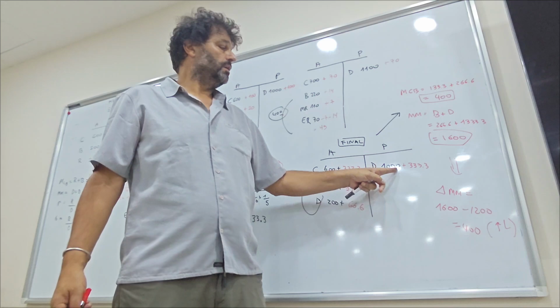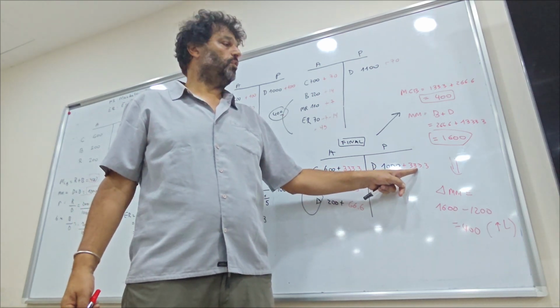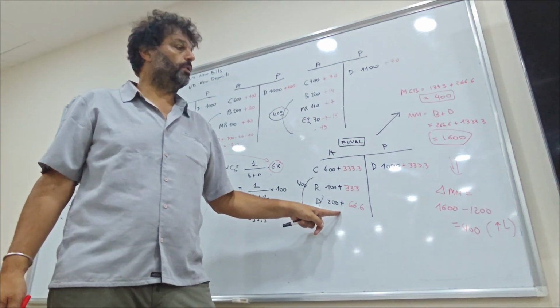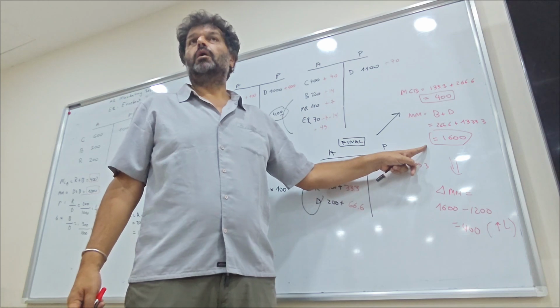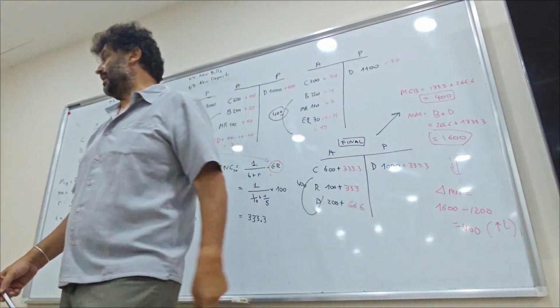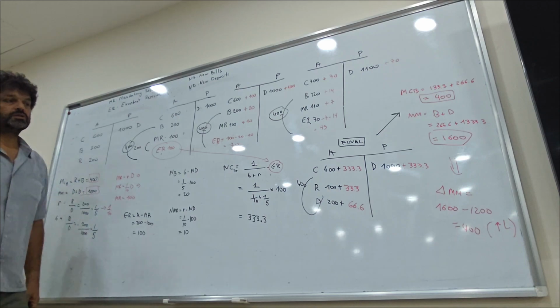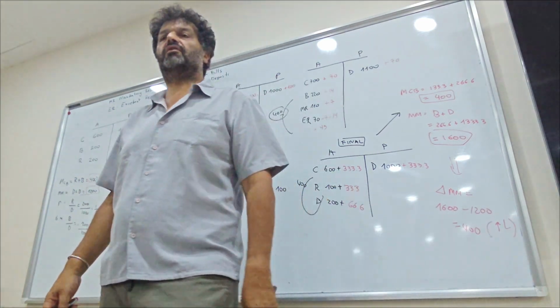Monetary mass, 1,333.3 plus the bills, 266.6. That makes 1,600. What was my initial monetary mass? 1,200. So I have created a monetary mass of 400.